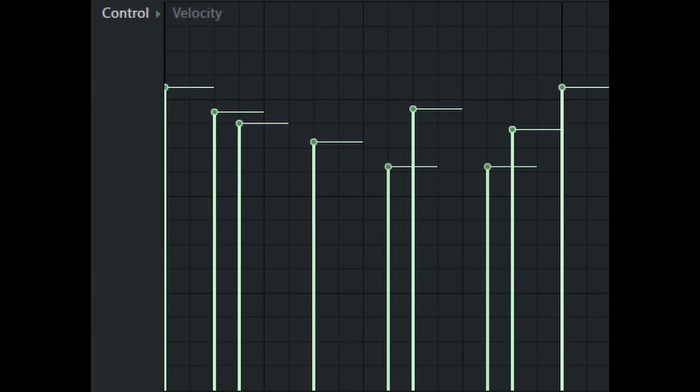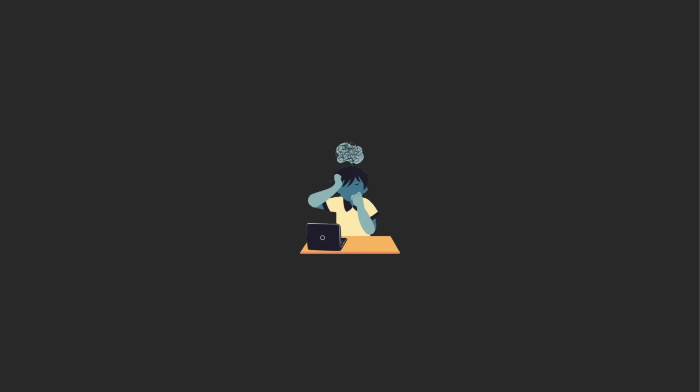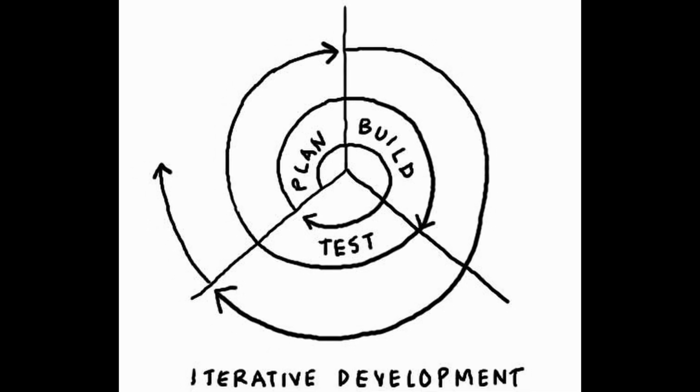Today, we are going to learn a powerful approach to program design, solving simple problems like adding velocity to our SineSynth and multiplying streams. This method comes from the book How to Design Programs. It has helped me clarify my thoughts when tackling problems, and I hope it can help you too. This approach is called systematic program design, an iterative process for refining programs.